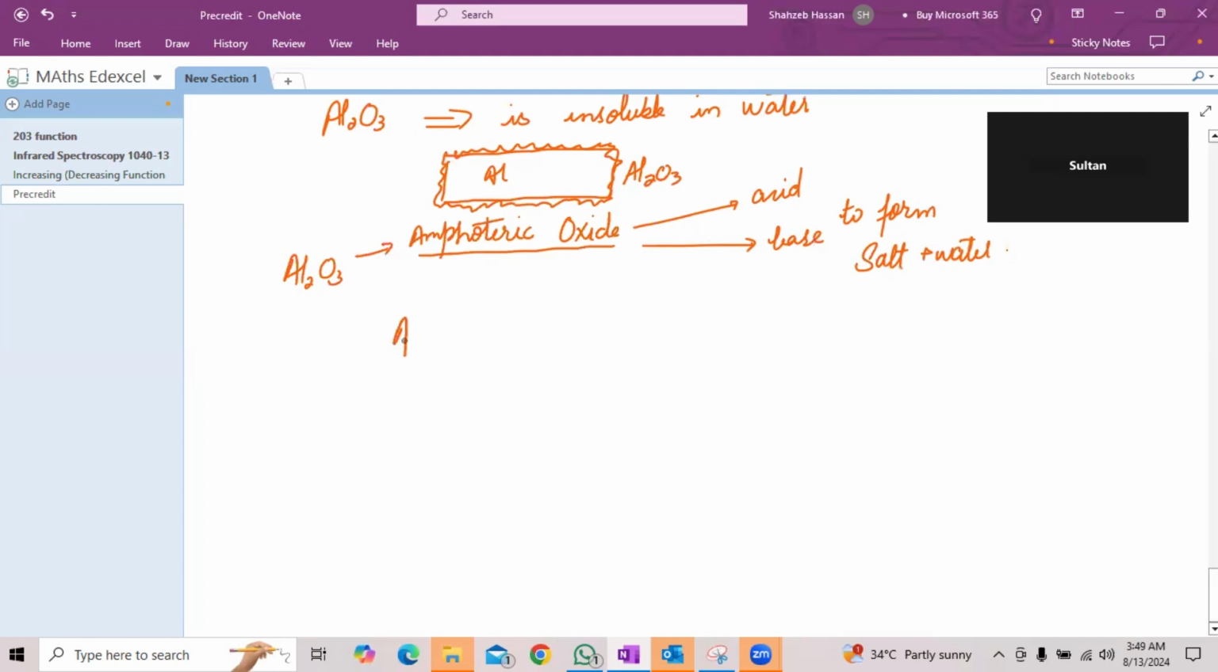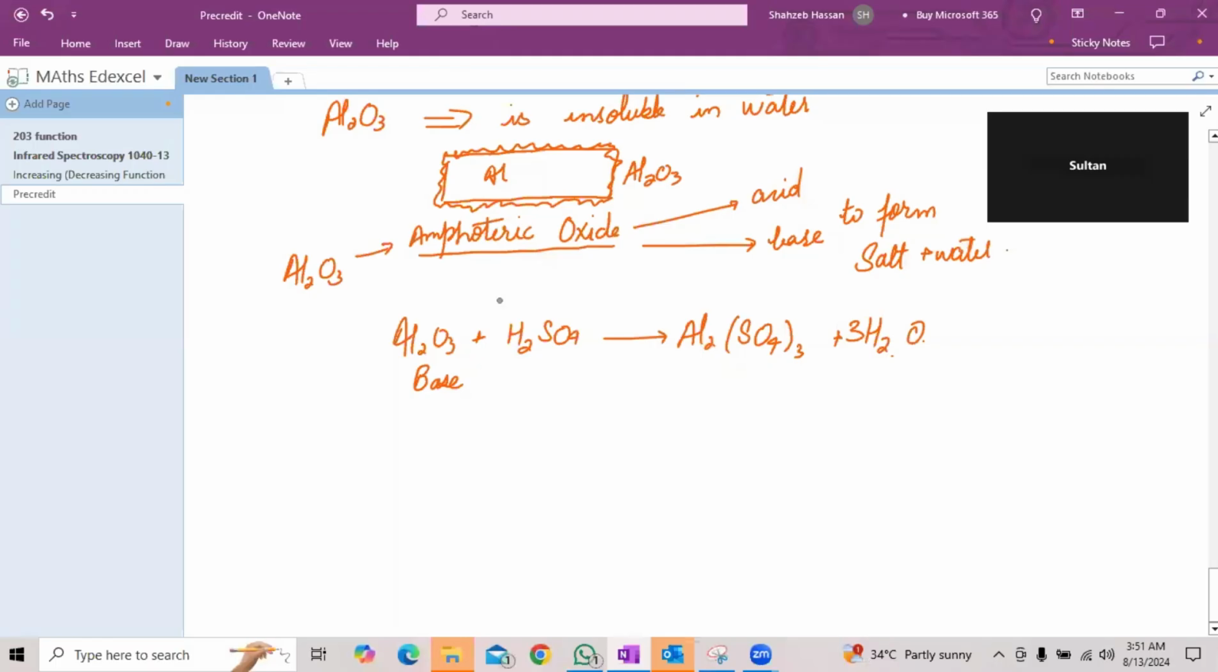For example, aluminium oxide can react with sulfuric acid, which is an acid, and form aluminium sulfate, Al2(SO4)3, plus the production of water. Oh, sorry, plus the production of water would be there. So let's balance it out, and it is going to form 3H2O. Here it is reacting like a base. Kindly note it down.